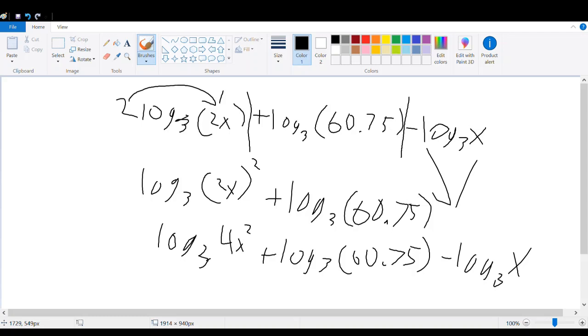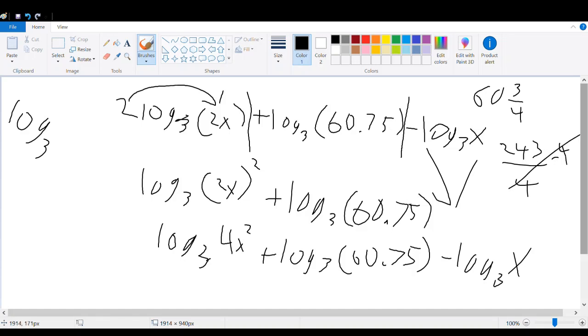And now what I'm going to do is leave that minus log base 3 of x alone for now, and do the log. Why do I use up so much room? Log base 3, and I'm going to combine that, 60 and 3 fourths, that's 243 over 4. Times 4, cancel out, log base 3 of 243 x squared minus log base 3 of x.